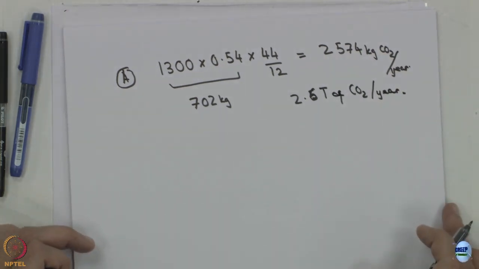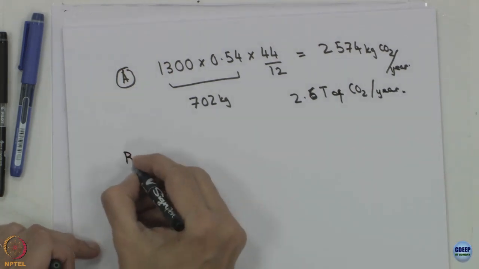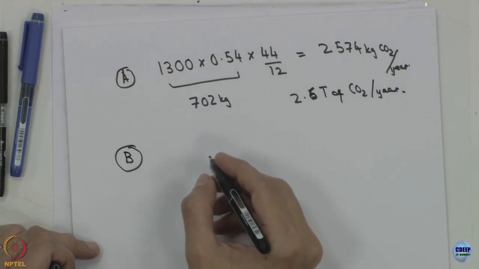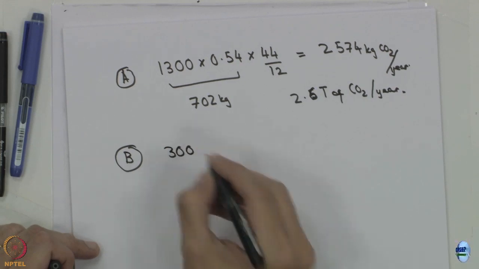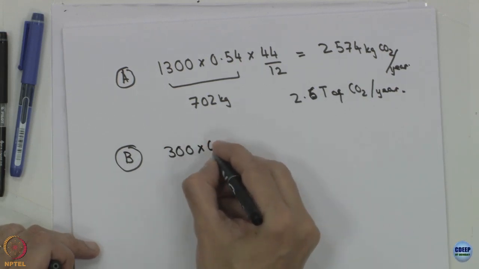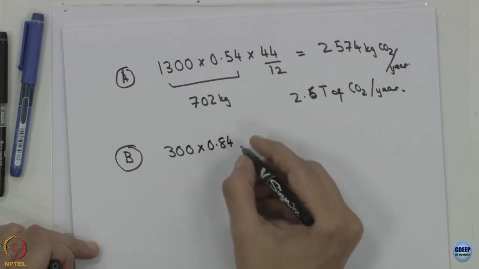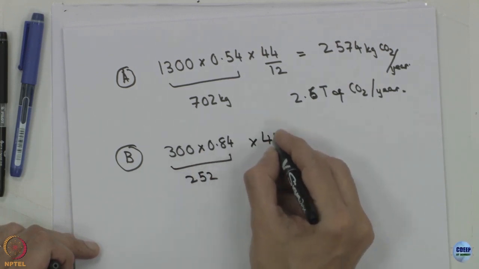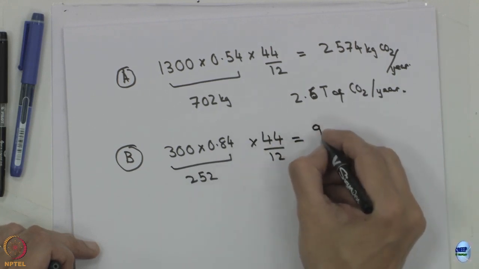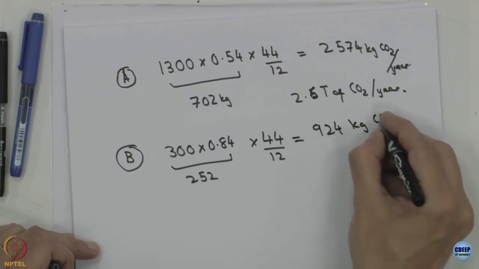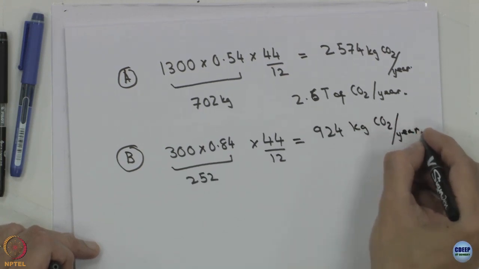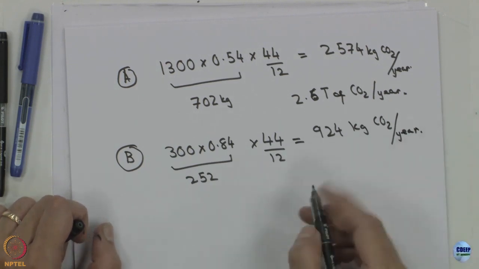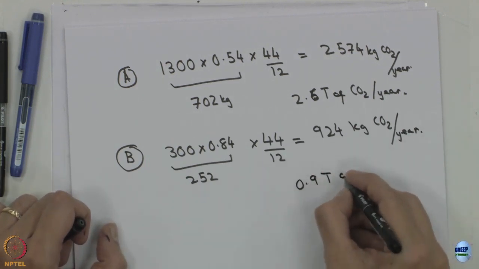If we look at this now from the point of view of option B, which is the diesel engine, this is going to be 300 kgs of crude oil, let's say with carbon fraction approximately 0.84. This comes to 252 into 44 by 12, which is 924 kgs of CO2 per year. So this is also something that primary energy analysis helps you do. It tells you about the overall picture. And so this comes out to be 0.9 tons of CO2 per year.